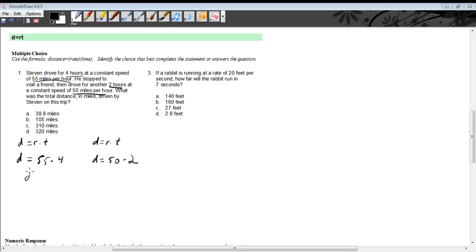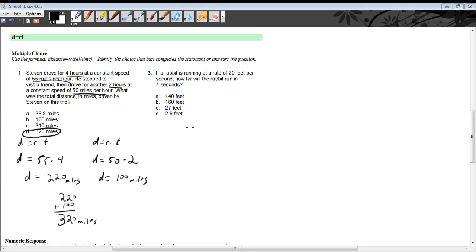Okay, so the distance here, 55 times 4 is 220 miles. And then the distance here, 50 times 2, which is 100 miles. So we add them up together. 220 plus 100 gives you 320 miles. So when we're doing these types of problems, distance, rate, and time, write out the equation, substitute in what you know, and then solve for the missing variable.